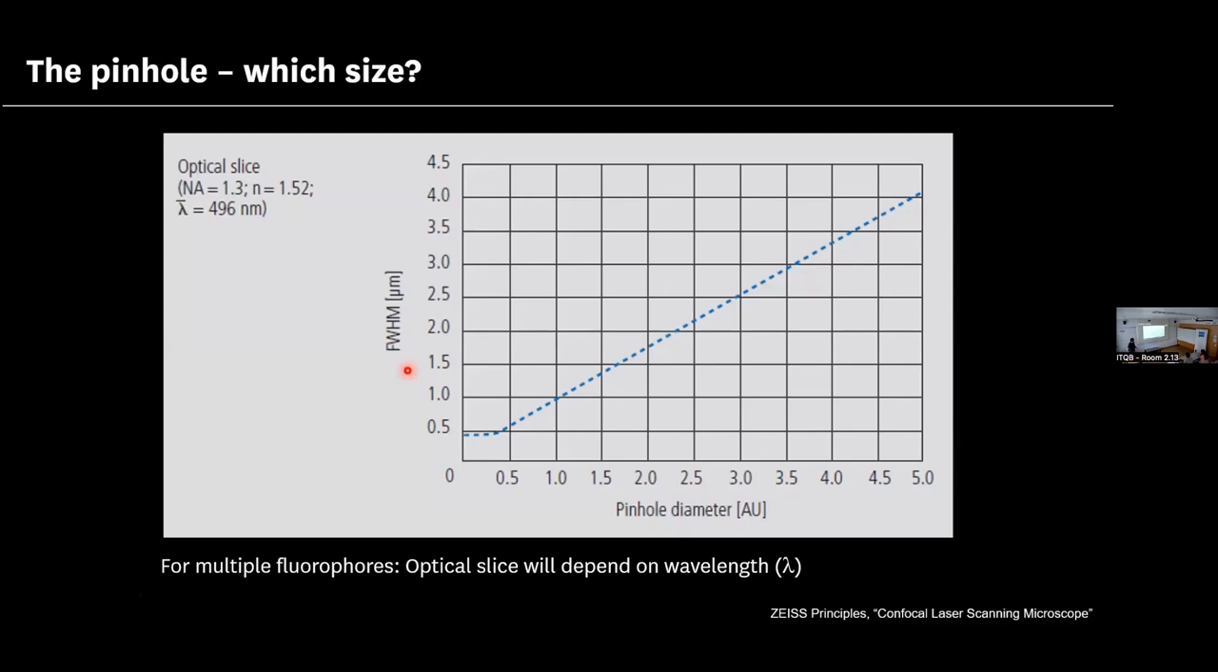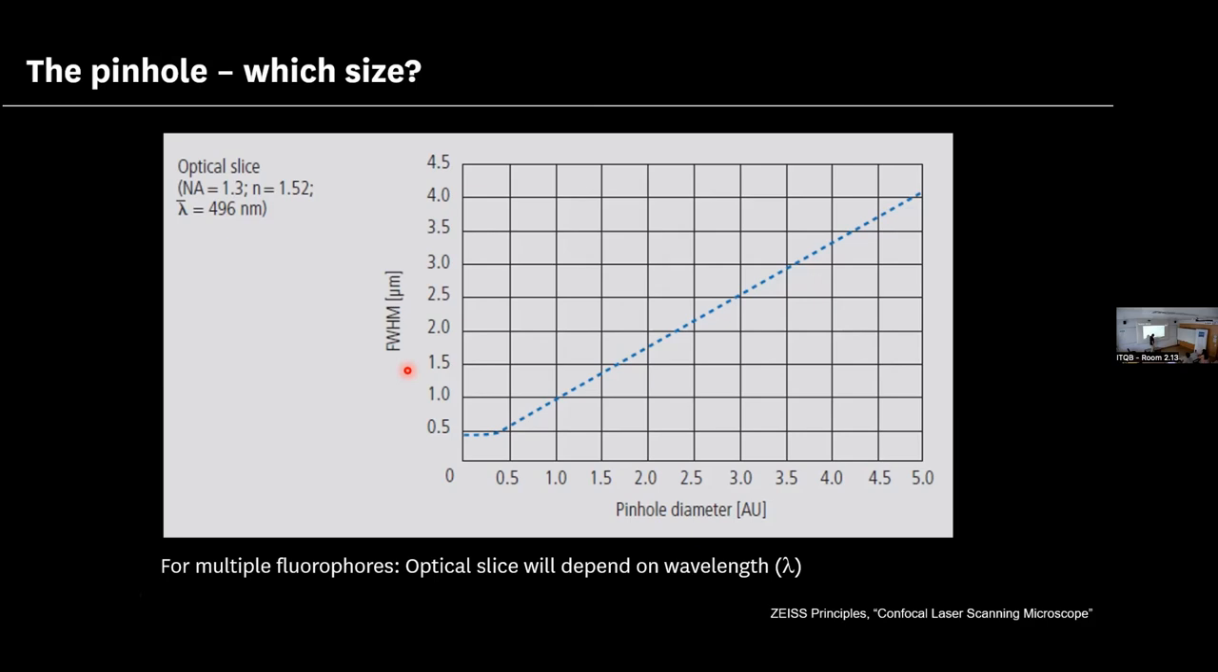So if you open the pinhole, you get more and more light coming. So the optical slice will be increasing, increasing, and you get a blurred image. If you close it down, you gain resolution. This is the size of the point spread function in Z. This is one area unit. You can continue to close it and gain a little bit more resolution.